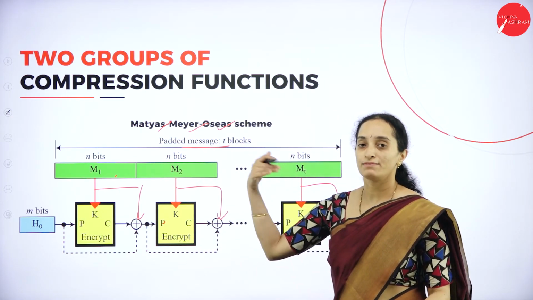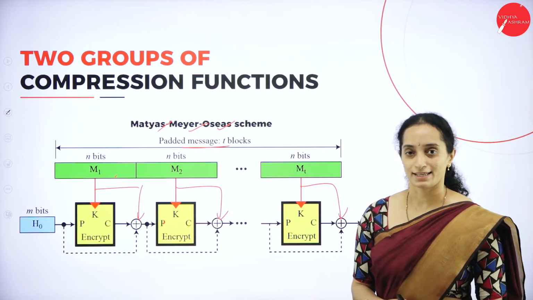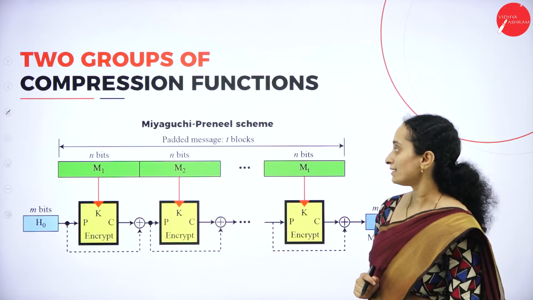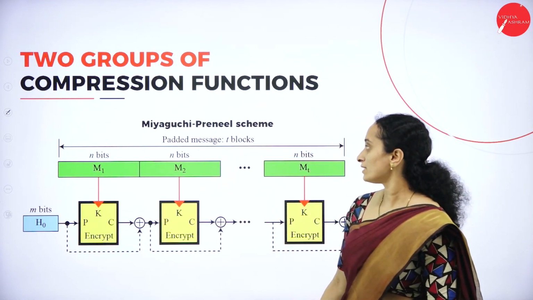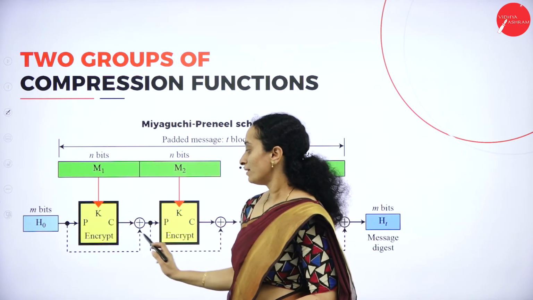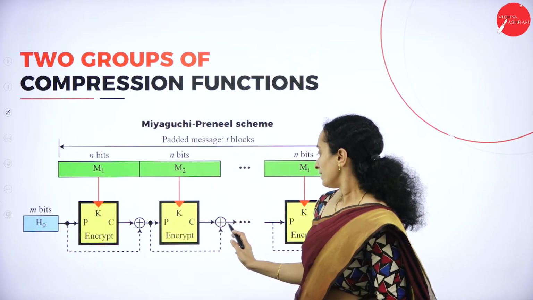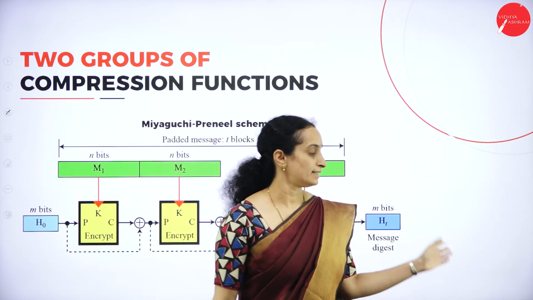This is an improvised version of the previous method of getting the message digest. Then we have another improvisation, the Miyaguchi-Preneel scheme. So, they use the same method for getting the message digest.